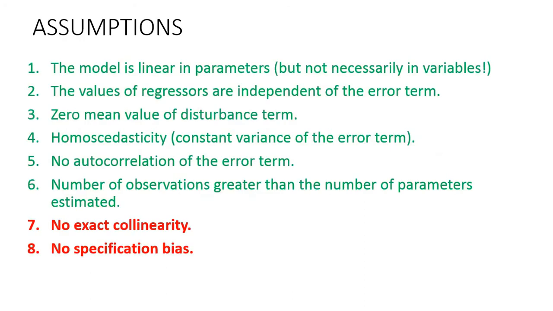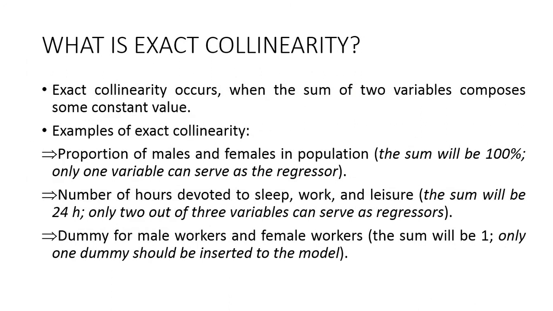So when it comes to assumptions which have to be met in order to design such a model, the first 6 assumptions should be familiar to you at this point. We already discussed them when we analyzed two variables regression model, and we have 2 new assumptions which are specific for the model with multiple regressors. So first of all, there should be no exact collinearity, and second, there should be no specification bias. So let us start with exact collinearity.